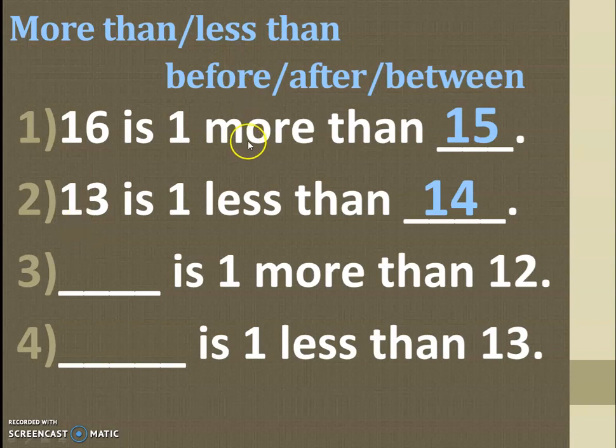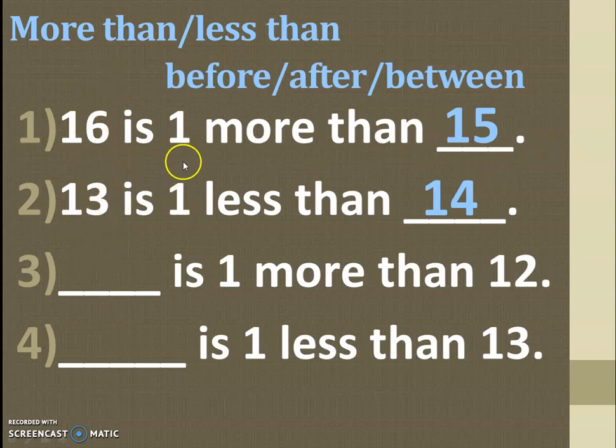So when it is more than they are asked, we are going to see the lesser number. And when less than they are asking, we are going to see the number after. More than, less than, this side you'll have to check. When they are asking this side, it is easy for us.